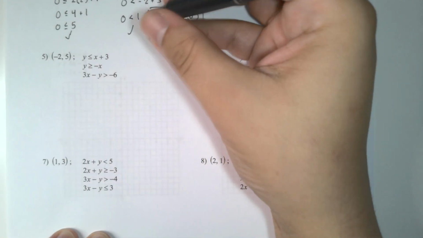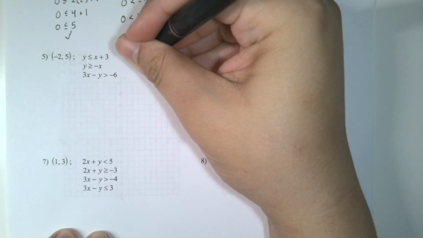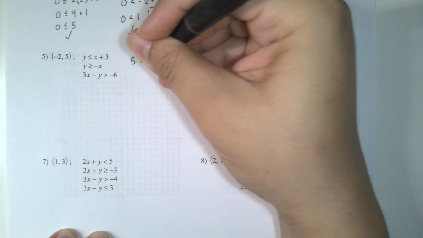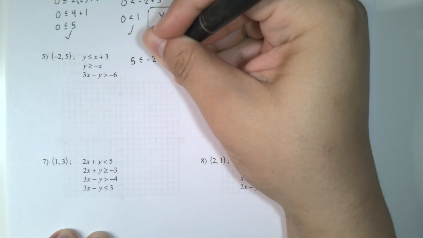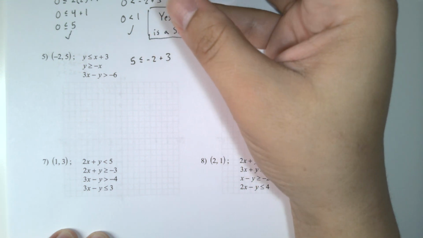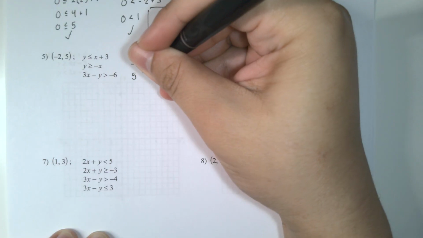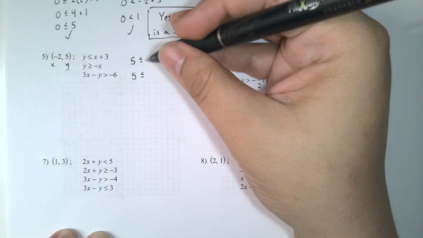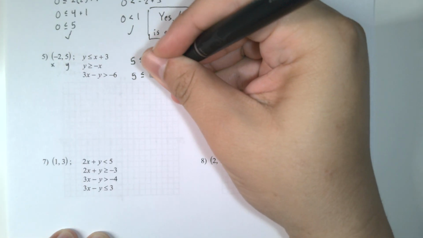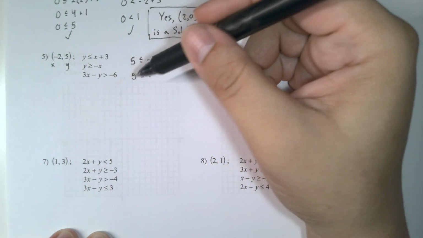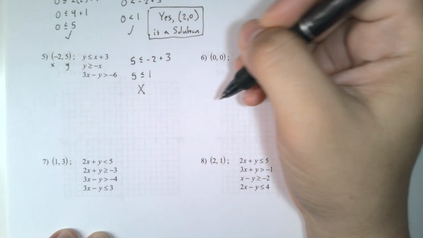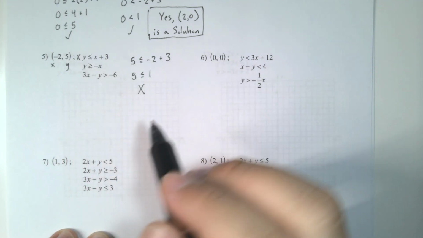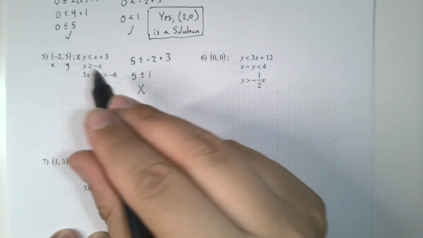And that's number 3. Number 5, does this one work? I don't know, let's find out. Let's see, we have 5 is less than or equal to -2 plus 3. Remember, because this is x, this is y. So we have 5 less than or equal to -2 plus 3, and that is 1. 5 is not less than or equal to 1. That is wrong. And because this first one was wrong, we don't even have to check the other two inequalities.